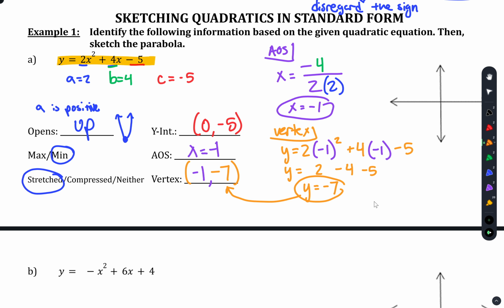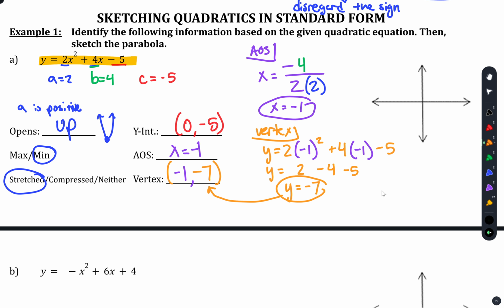Now we just got to do a sketch. Again, using a little bit of imagination for this sketch, I need to be able to fit in my vertex at negative 1, negative 7. So let's try to put that in there. Let's say it's right there. I'm going to draw my axis of symmetry through that point. And then I'm going to put my y-intercept on 0, negative 5, which let's say it's right about there.